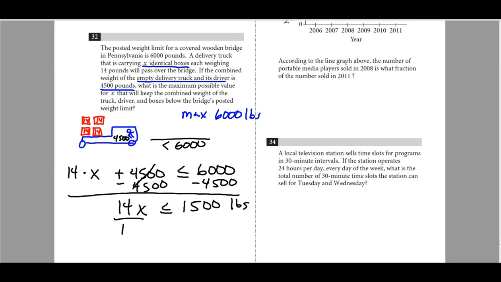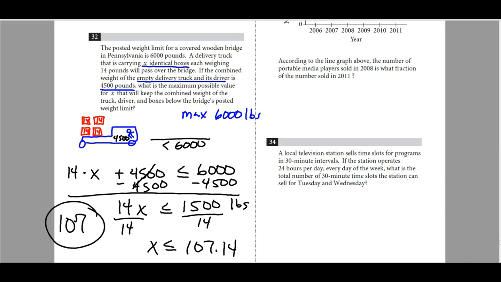And so when we divide both sides by that 14, we find out that X is less than or equal to 107.14. But you can't have 0.14 of a box. So the correct answer here would be 107 boxes.